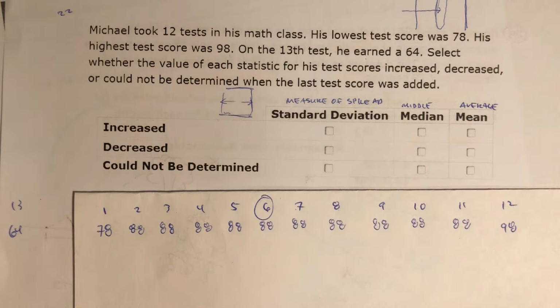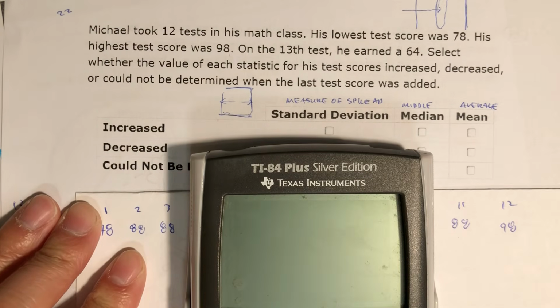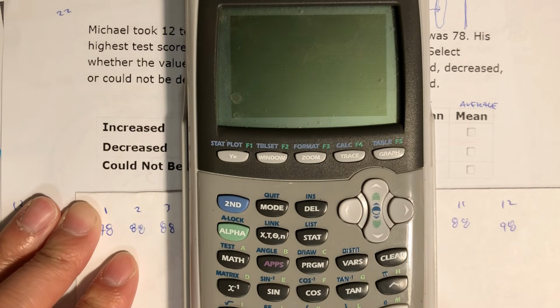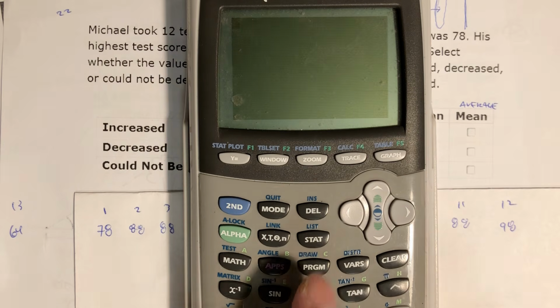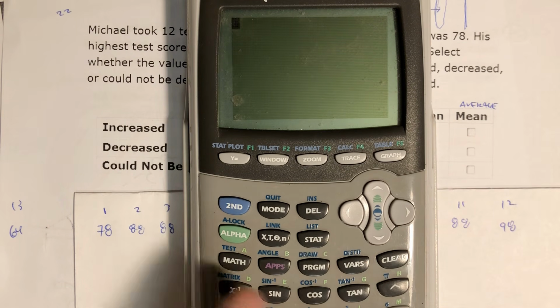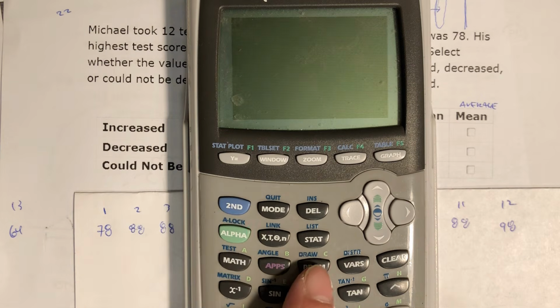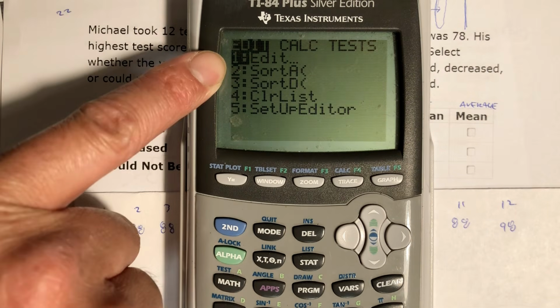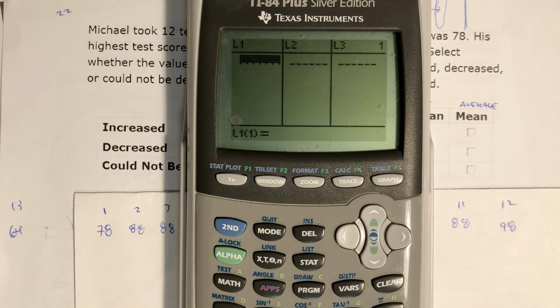Battery's low. Let's try my other calculator. Some Texas Instruments and Casios can actually do one-variable stats. So I'm going to go to my home screen here, and I'll do my best to tell you all the calculator commands I'm pressing. I need to get to a list, so you press stat, and then you press edit. You can press 1 or enter, and there I have the lists for the numbers.